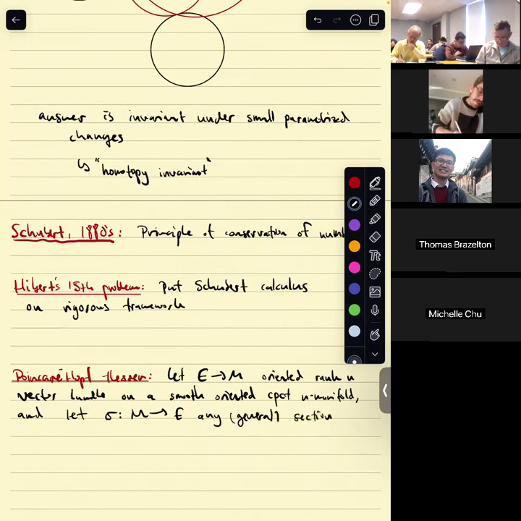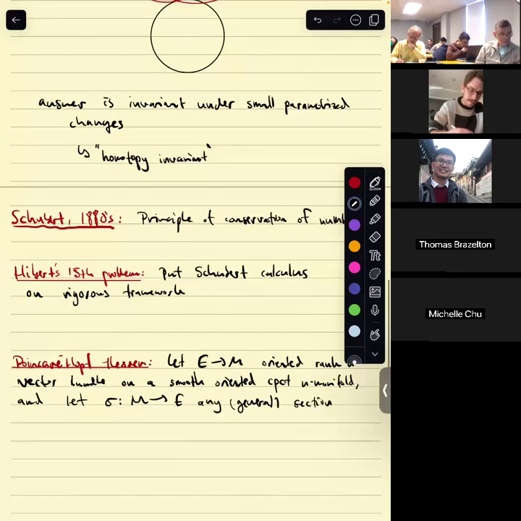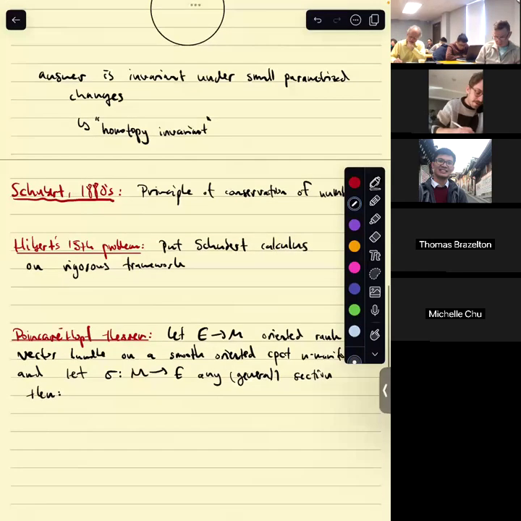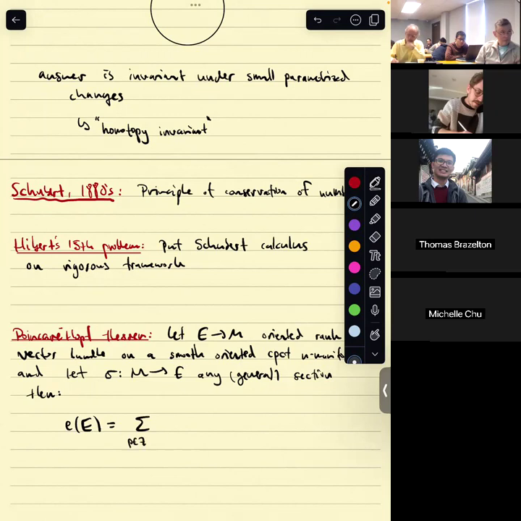I'll put "general" in parentheses because we don't actually need it for the statement of the theorem. Then the following is true. The Euler class of my bundle is equal to the sum over the points in the zero locus of σ, and if I'm general, I will just have a zero-dimensional zero locus, of something that might be called the index of σ at P. This is one way to compute the Euler class.